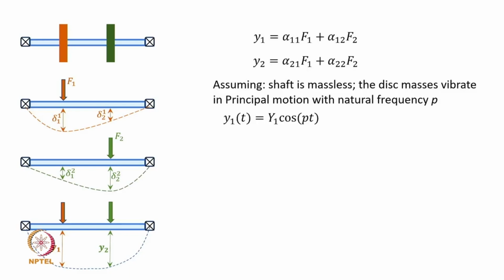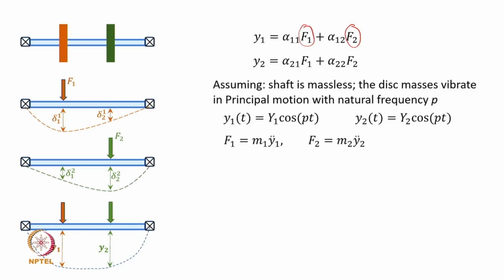So, obviously y1 would be defined as Y1 cos pt, and obviously y2 will also vibrate with the same frequency, we know that. The only difference is that based on the configuration, the amplitude of the second mass or the second disc could be different, y1 and y2. Now, instead of these static forces, we can replace these with the fictitious force, the inertia force. Okay. So, F1 would be replaced with m1 y1 double dot, m2 y2 double dot. Okay. The only thing is their directions will be opposite to y.